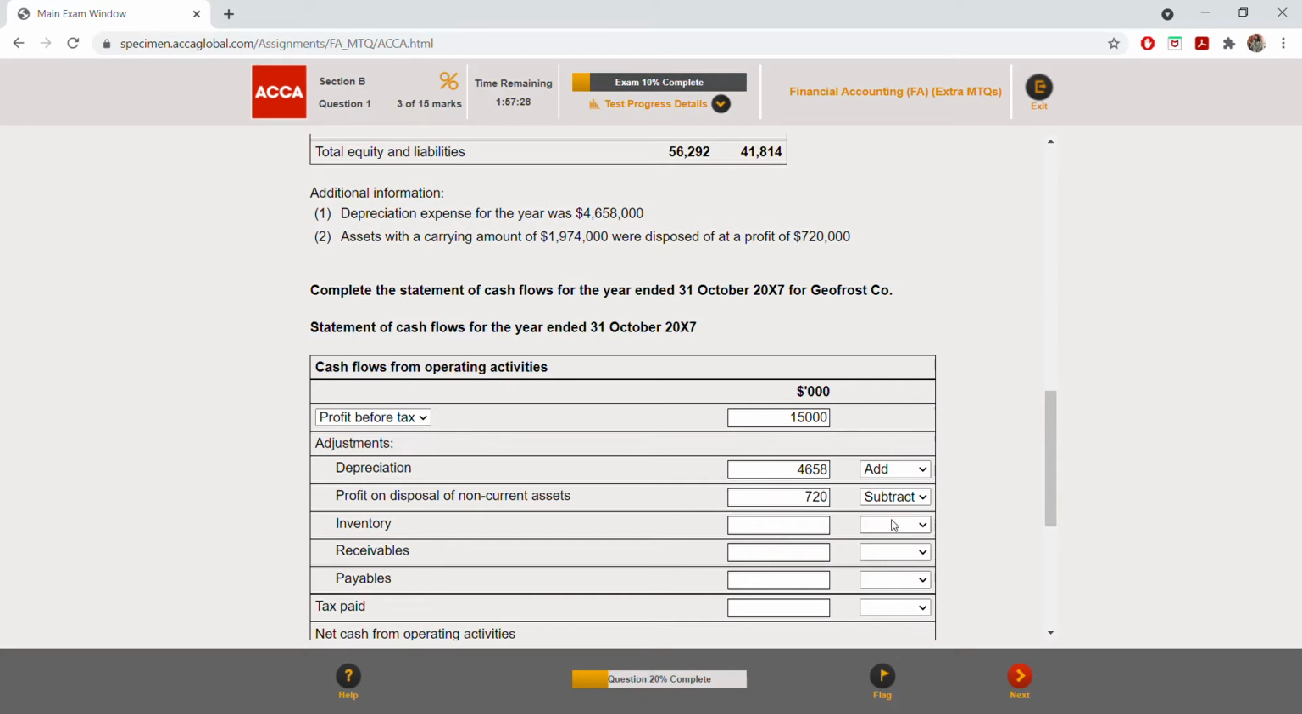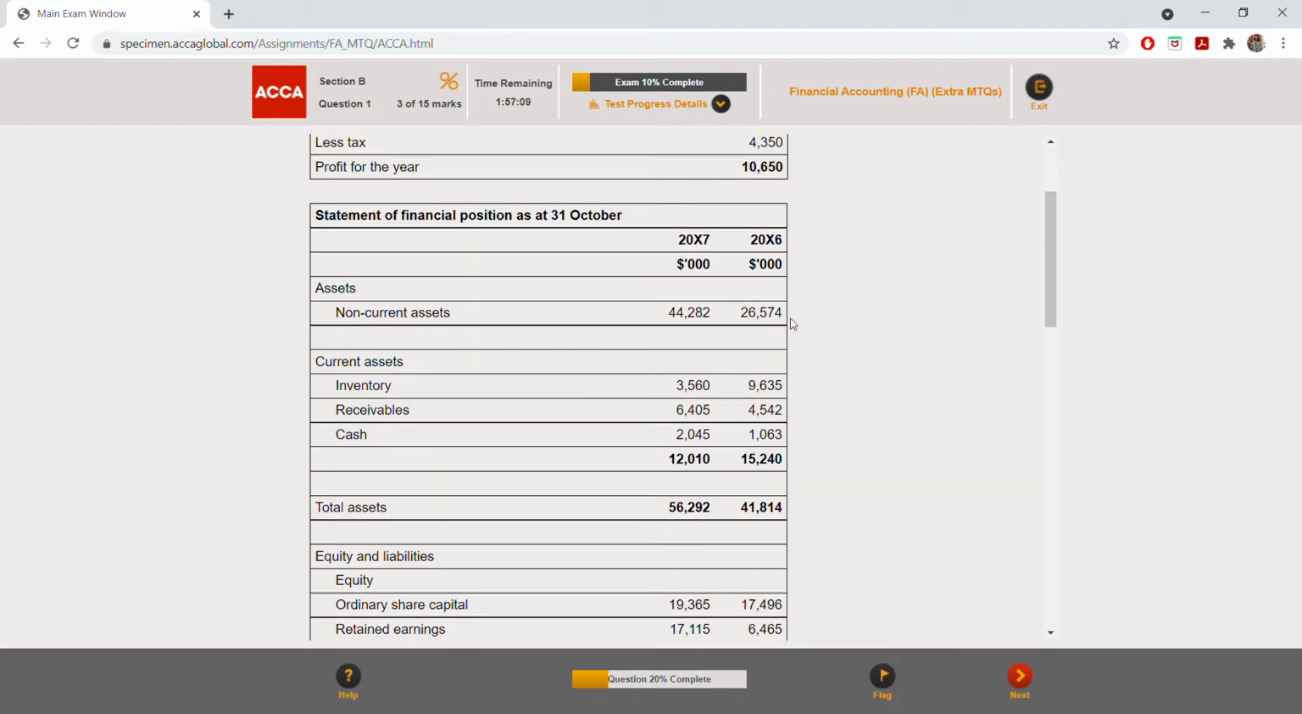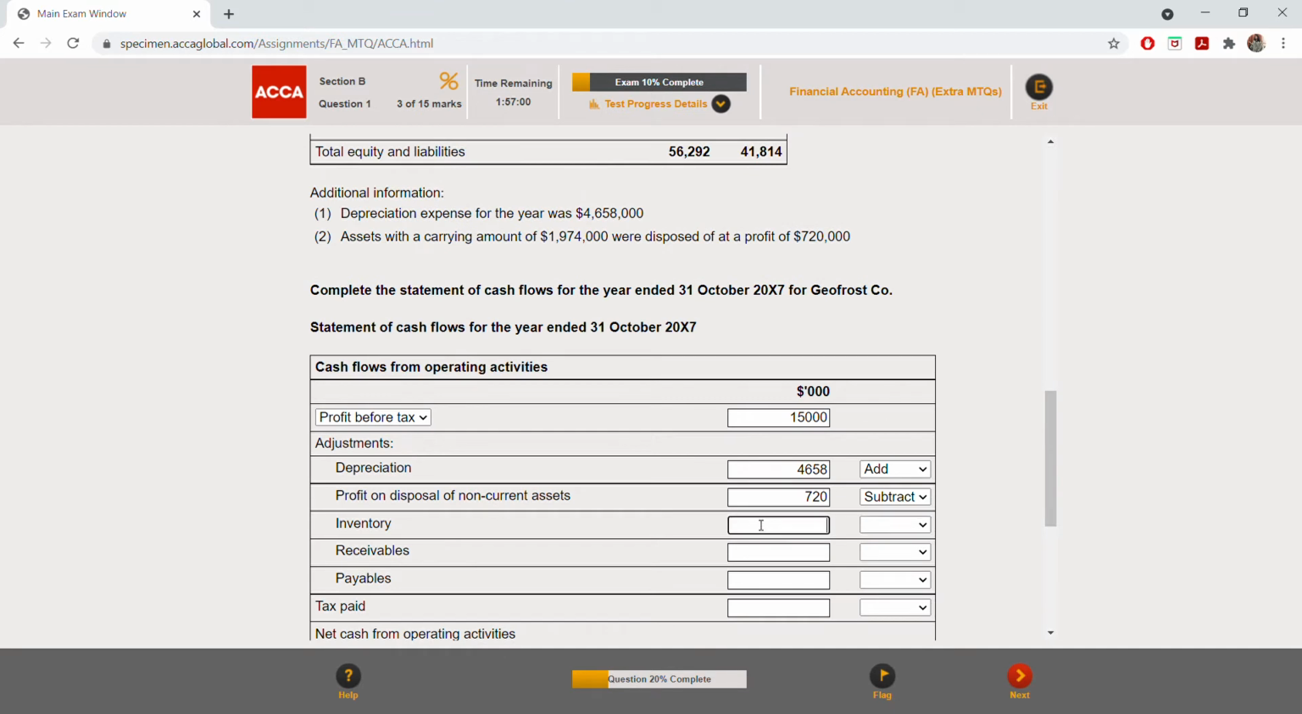Next, inventory. Inventory, payable and receivable you cannot say whether add or subtract, because first you have to see whether it increased or decreased. So for inventory, just look at the inventory from last year to this year. Inventory dropped down, you have to add the difference. So it is 6075. Because when inventory declines it means you don't have to pay cash to get it; you're using up this inventory.